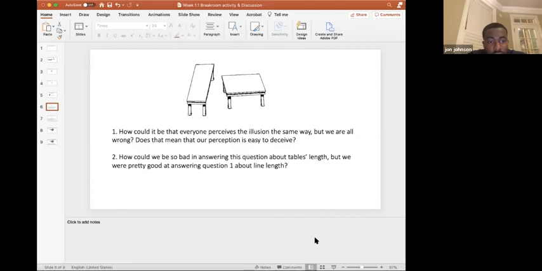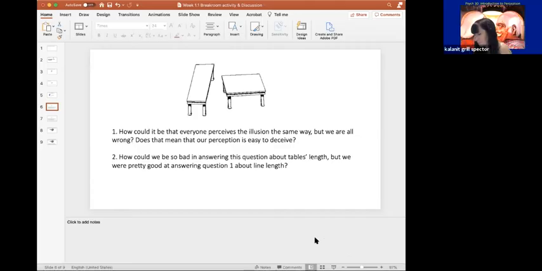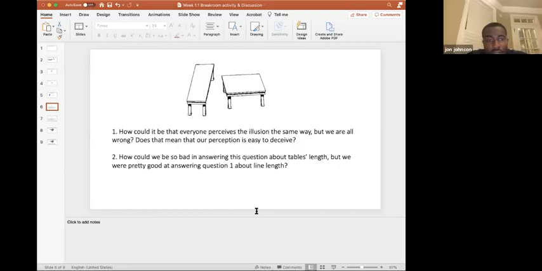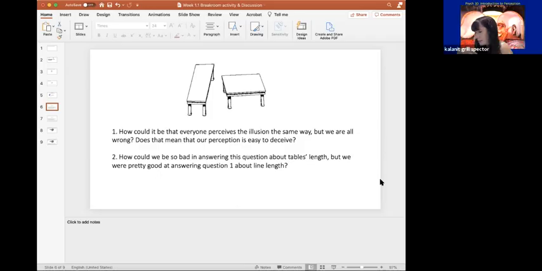I'll try to give a guess. I think, is it okay if I start with number 2? Sure. Just based on the direction of the tables, they're in different directions, whereas the lines were kind of on the same plane, I would say. So it was easier to figure out whether or not the lines were the same size as opposed to the tables. So basically, by turning them around, I made the task more difficult.